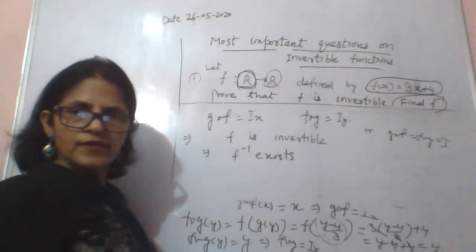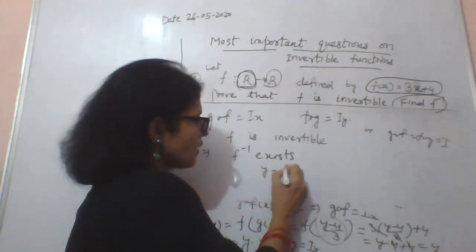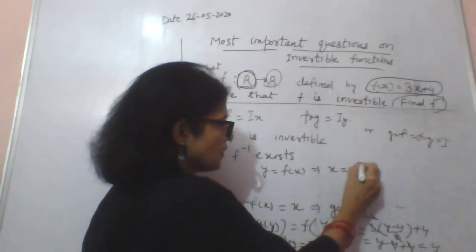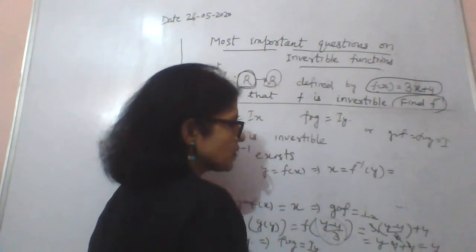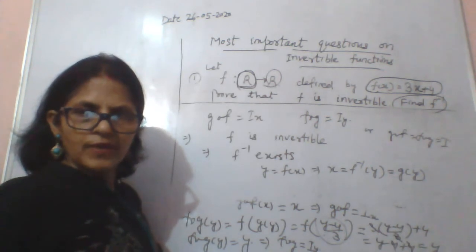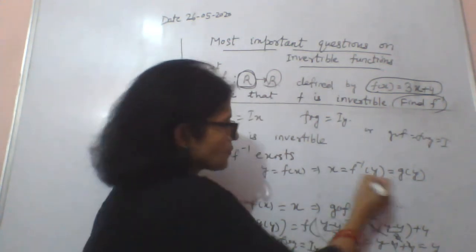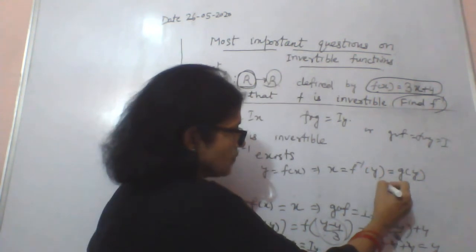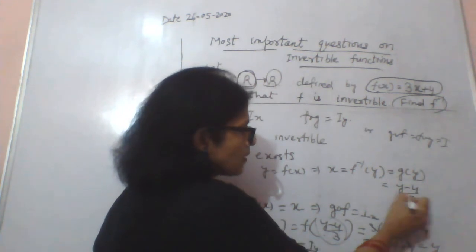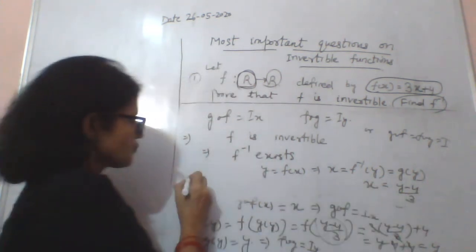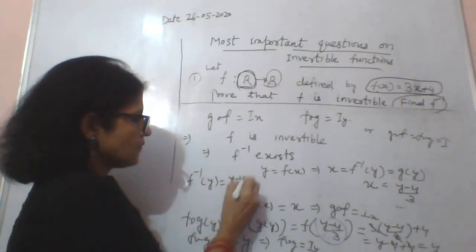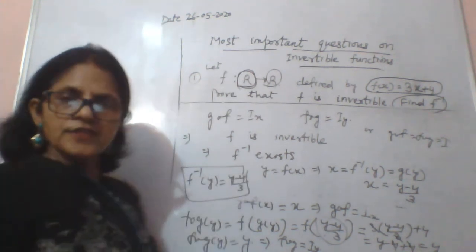So what is f inverse? You have y equal to f(x). So this implies x equal to f inverse(y), that is your g(y). We have found x equal to g(y). So g(y) we have taken what? It was (y minus 4) divided by 3, right? So your f inverse(y) equal to (y minus 4) by 3. Okay, so this is about the second method.